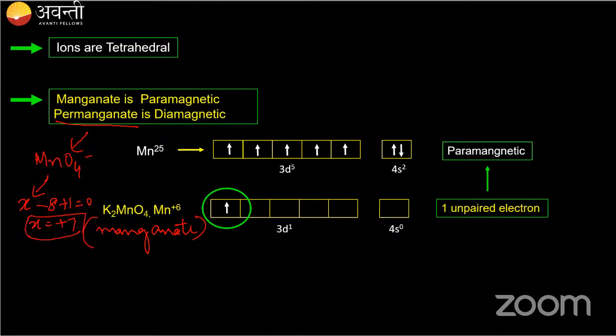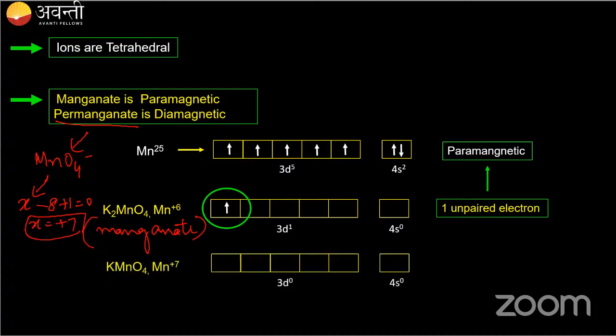Here, the configuration is 3d5 4s2. Very good, Sanika. So all the 7 electrons are lost, and we are left with 0 electrons. So 0 unpaired electrons, and it is diamagnetic in nature. It is not dimagnetic, it is diamagnetic. Sorry for these mistakes. So now all of you can understand why manganate is paramagnetic and permanganate is diamagnetic, right? Any doubt?